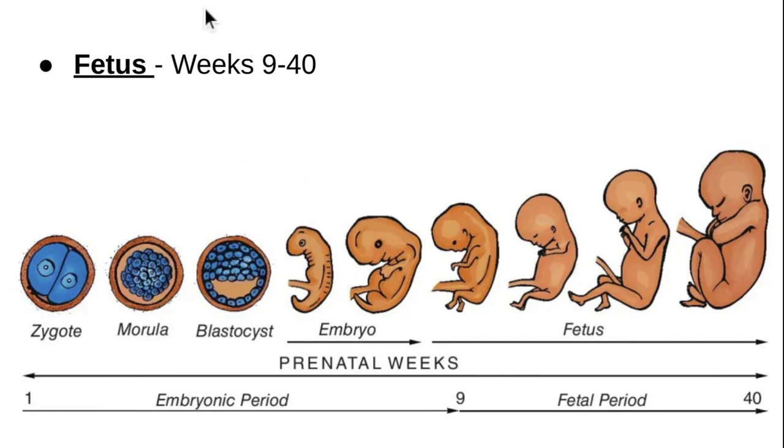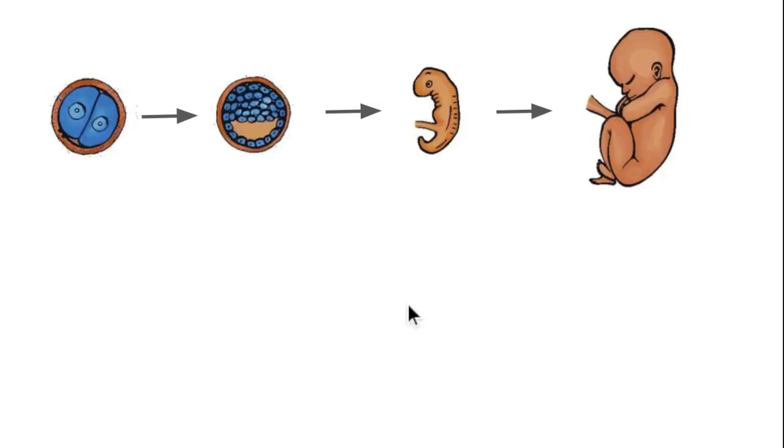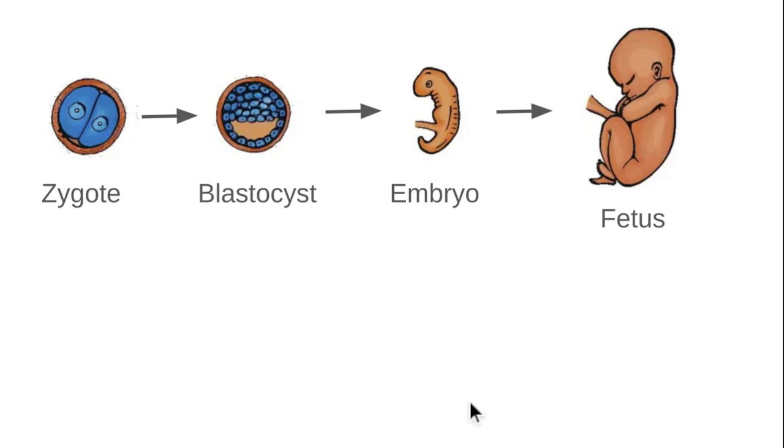All right, fetus, weeks 9 to 40. So basically when it starts looking like a little baby, we call it a fetus. And there's lots of developmental changes that happen along the way. So on your notes packet, you've got some diagrams. So we're going to label zygote. Remember, that's the fertilized egg. Blastocyst. You can think blastocyst and ball of cells. Both start with a B. Then we've got a little embryo, and then fetus.